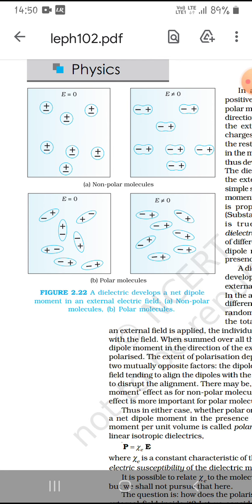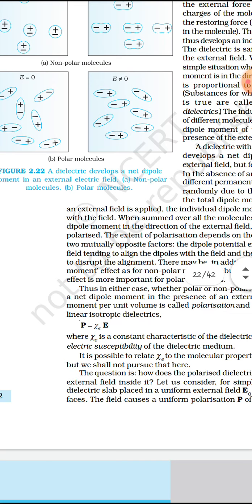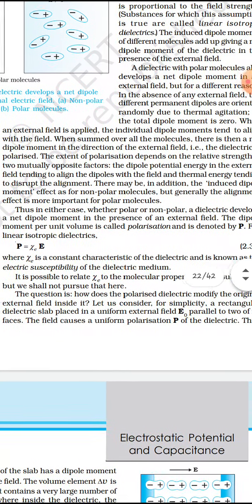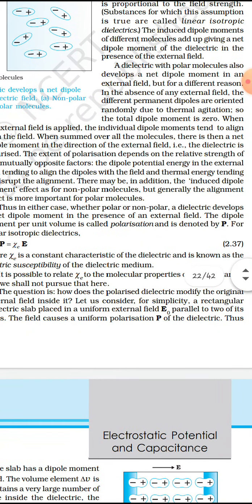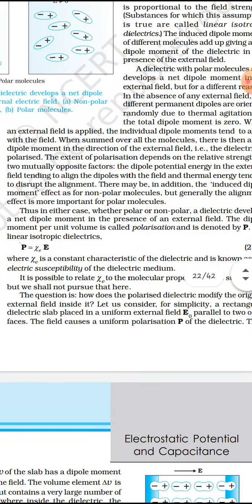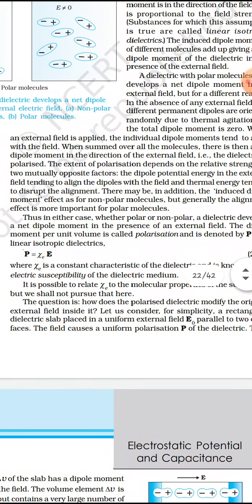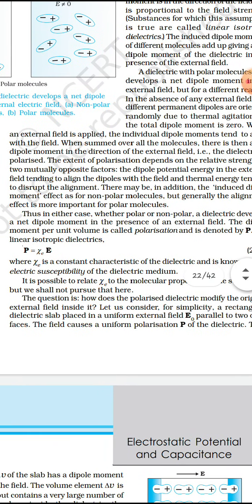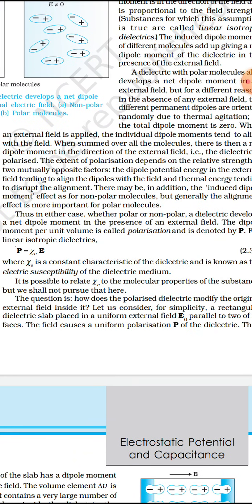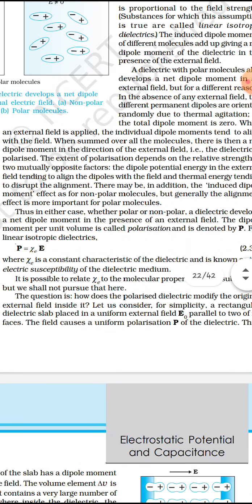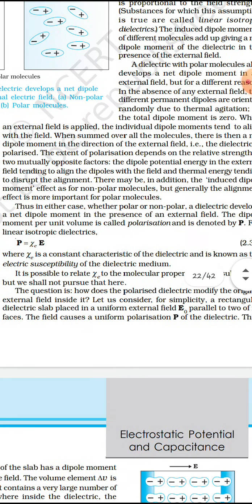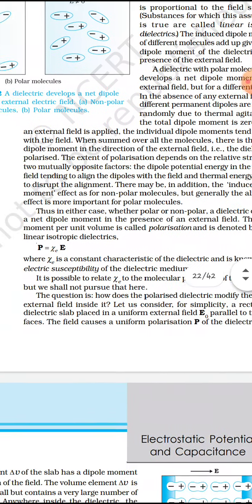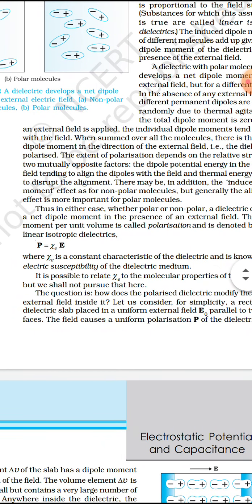And thus in either case, whether polar or non-polar, a dielectric develops a net dipole moment in the external field, and that net dipole moment per unit volume is called polarization. So remember this: the dipole moment per unit volume is called polarization, and it is denoted with P. They may ask what polarization means. And the formula you take is P equals chi e times E.